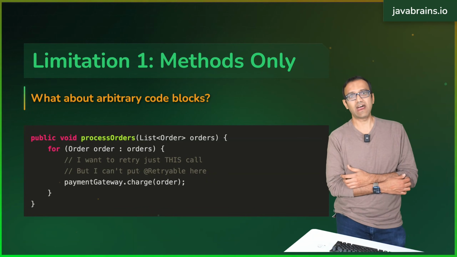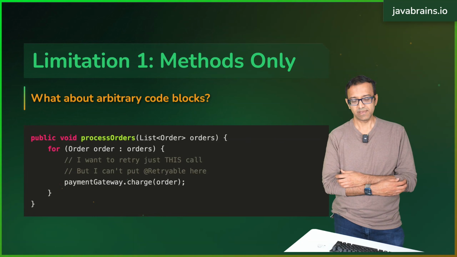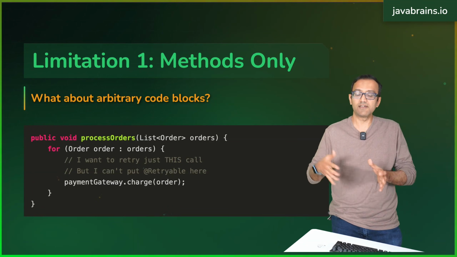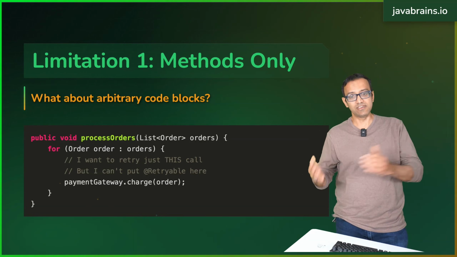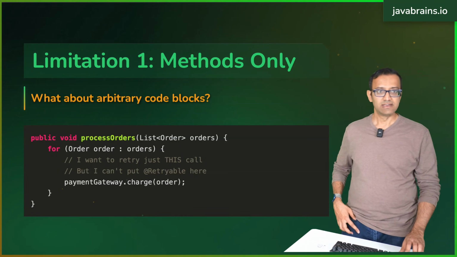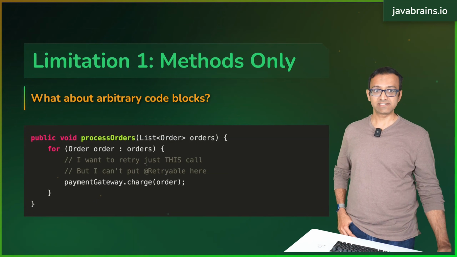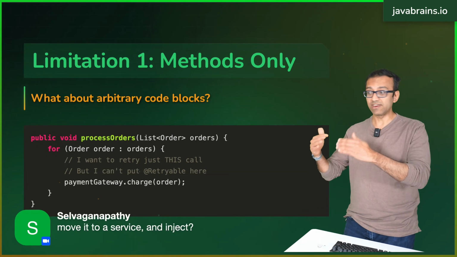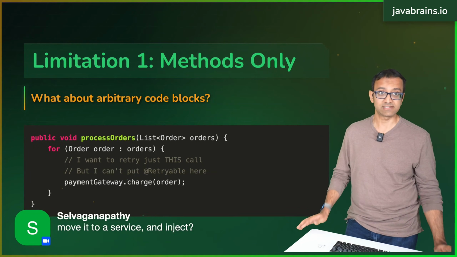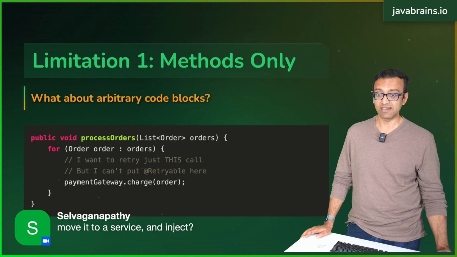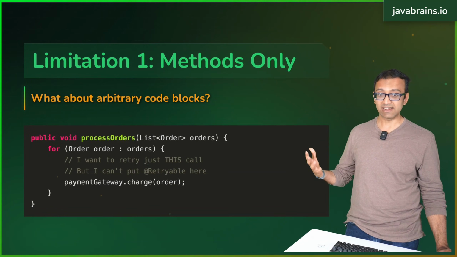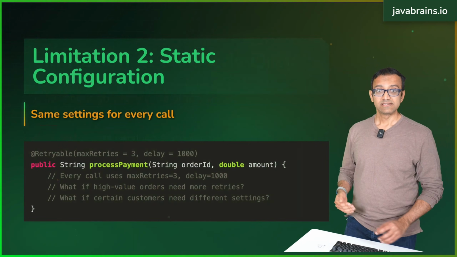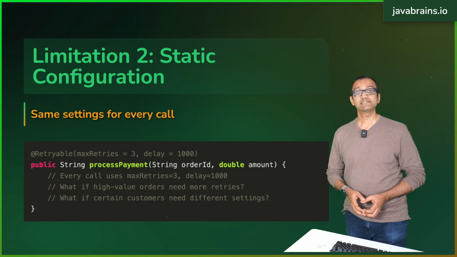What if you want to retry an arbitrary block of code inside a method? Right? You want to just retry this one thing a bunch of times. You can't put an annotation on a single line of code. You're going to have to create a method out of it and then use the Spring way to call it and all that. Move it to a service and inject. Yes, you can do that, but again, it's a little bit of an overhead. What if you need one-off things and you don't want to create a separate service for it and deal with all the hassle of creating that, injecting that, creating a member variable in the caller side? That becomes painful.